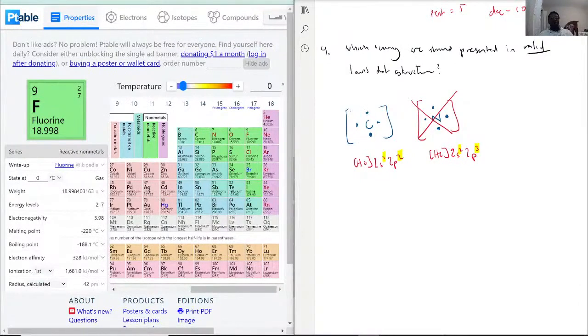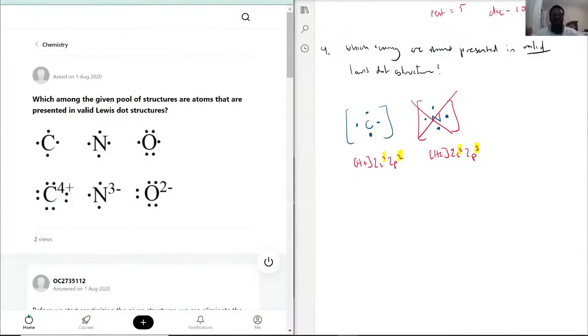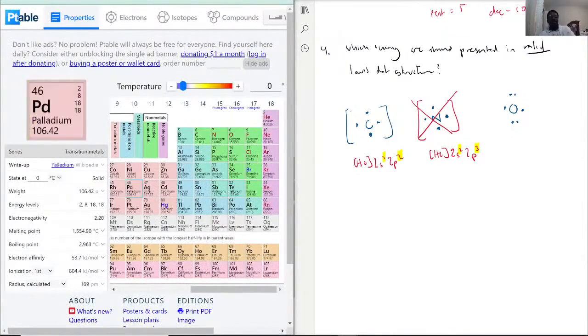Now we're going to try oxygen. Oxygen has 6 valence electrons, and according to the periodic table, it's on column 16. So that's a good start. Sorry, I meant to say it's column 16, and then the electron configuration.